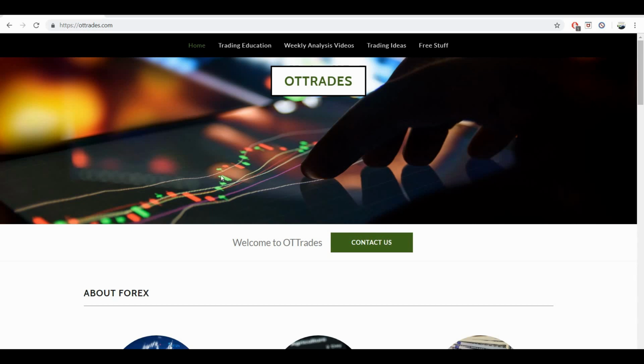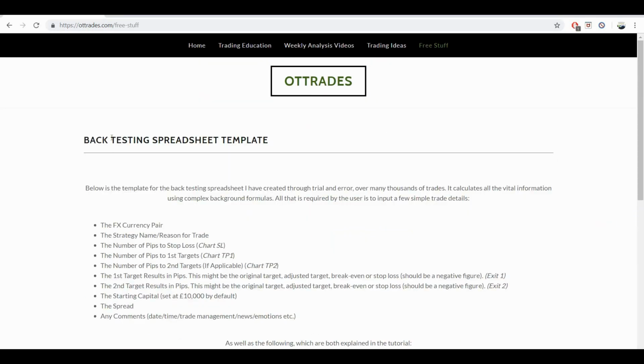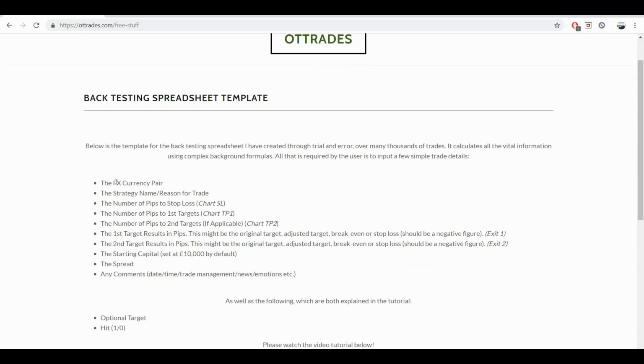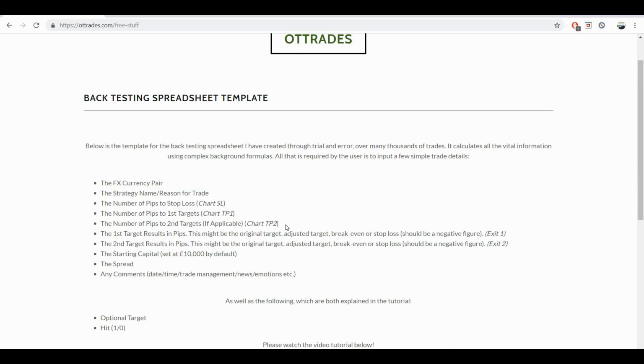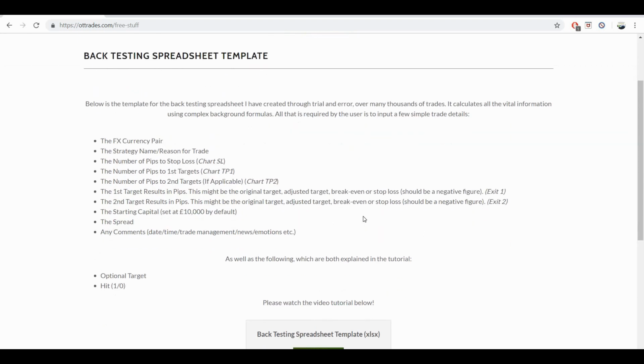So to get started, just go to ottrades.com, click on the free stuff tab at the top here, and it's going to take you straight to the backtesting spreadsheet template. We've got the list of things here that you're going to need to input into the spreadsheet, and we're going to run through that in today's video.